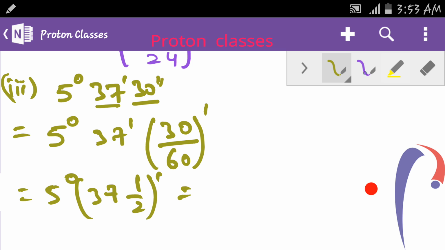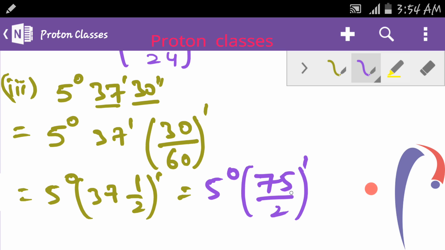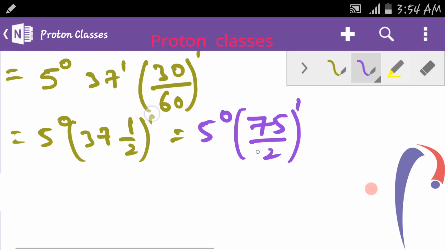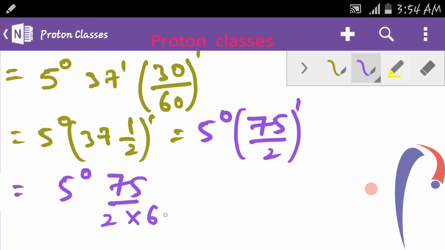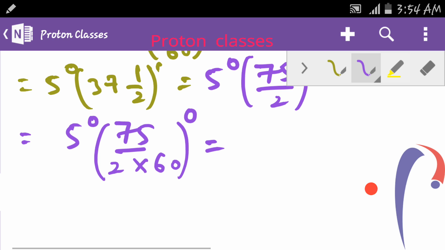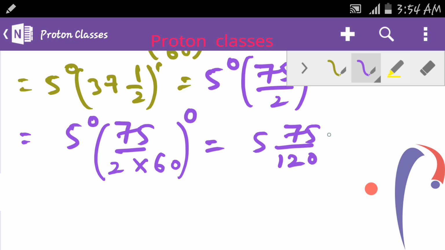Next, what is this? This is 5 degrees and 75 by 2 minutes. Then now convert this minute into degrees. How? Like this, 5 degrees 75 by 2, and just divide by 60, and we get it in degrees. Now what value did we get? By solving it, this is 575 upon 120. This whole is in degrees. Just by solving it we got it as 45 by 8 degrees.